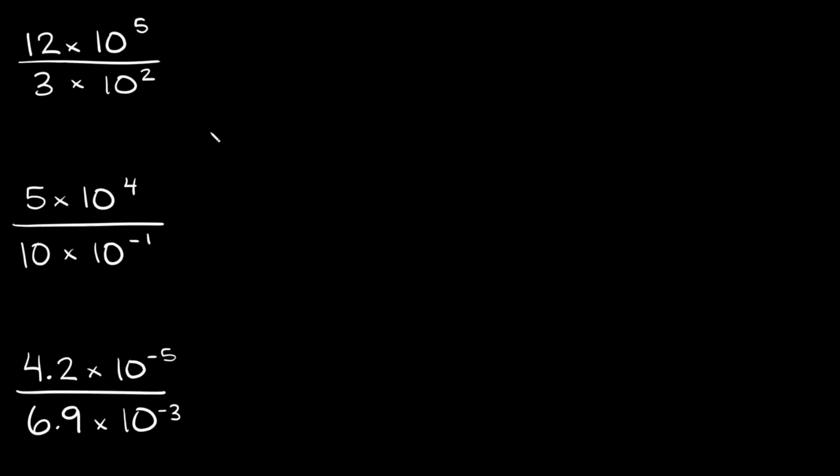So in this video, I'm going to teach you how to divide scientific notation problems. So let's start with this example right up here. We have 12 times 10 to the fifth divided by 3 times 10 squared.